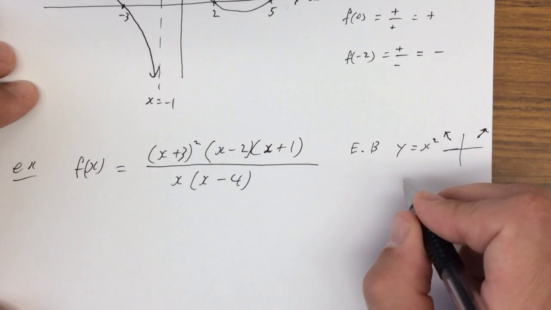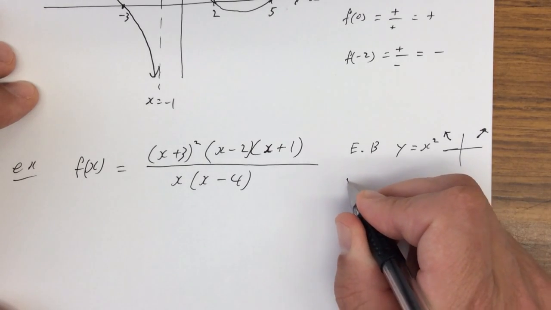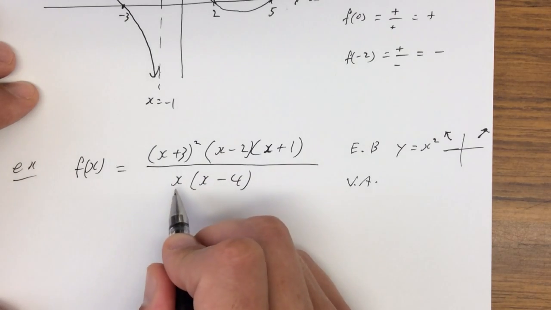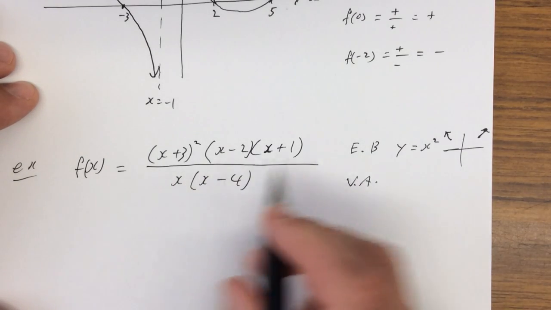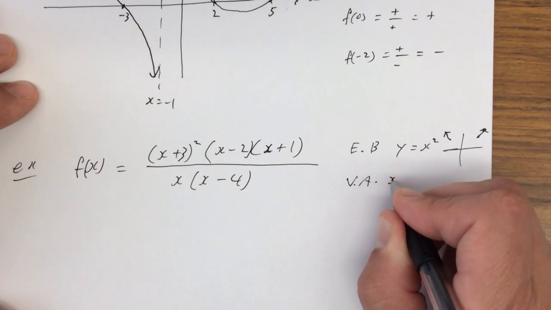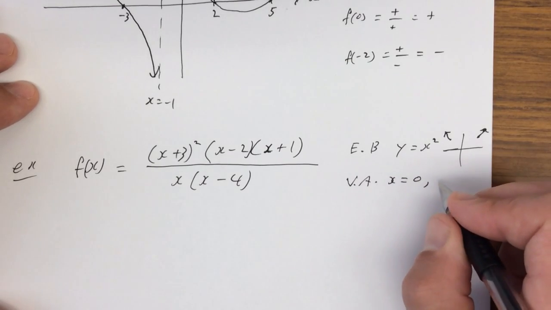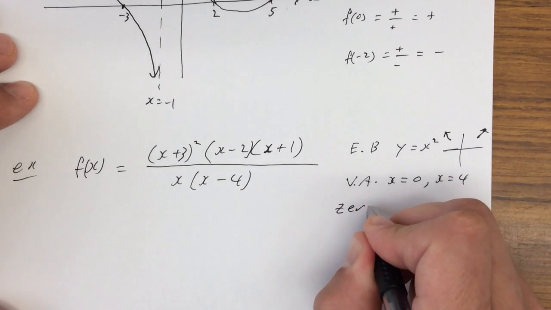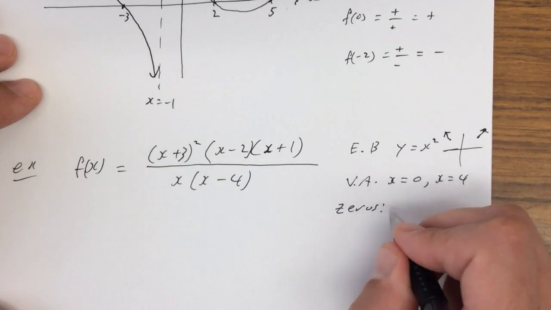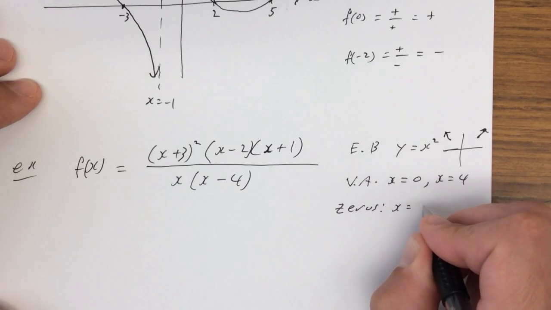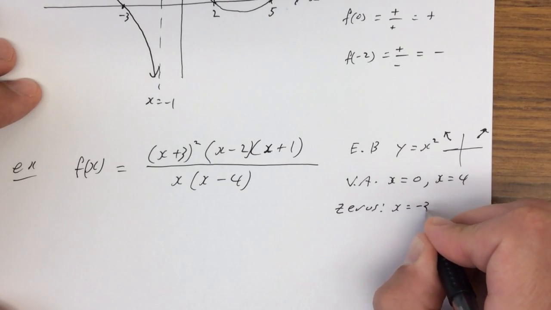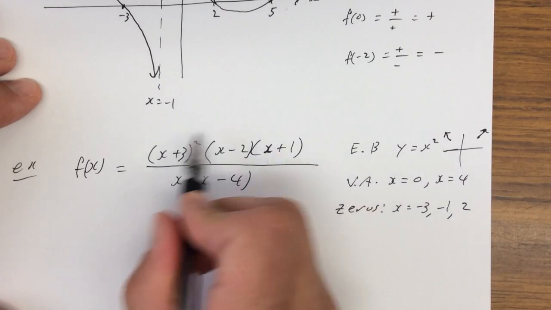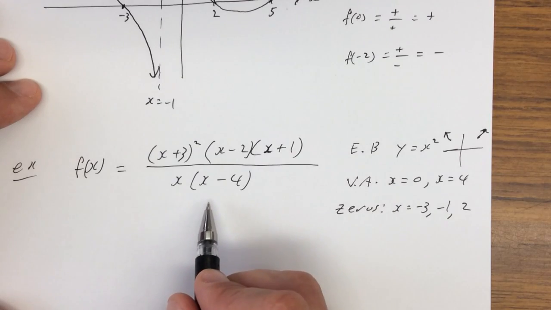Okay, so the vertical asymptotes, often people forget this one, when x is there. Well, x can't equal 0. So there's a vertical asymptote at x equal to 0, and another one at x equal to 4. And then the zeros, well, they are x equal to -3, -1, and 2, the values on the top that make this 0.